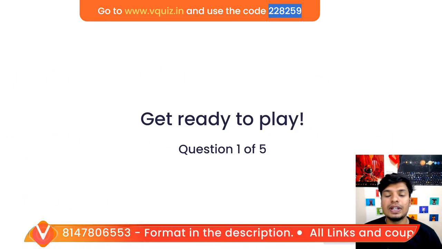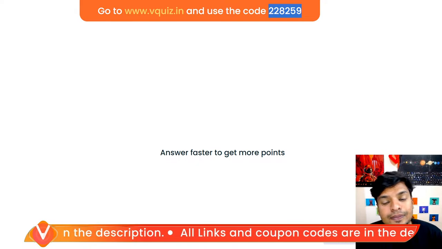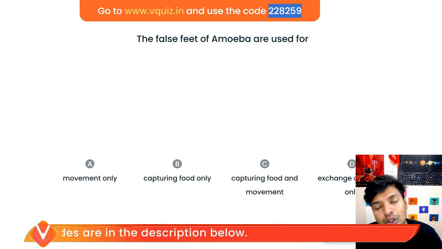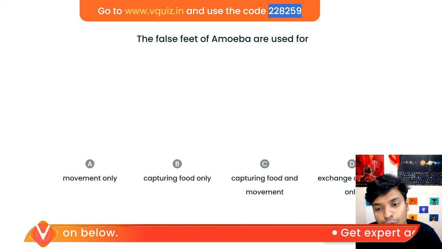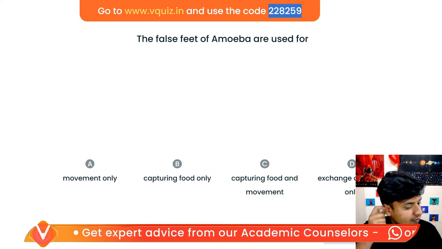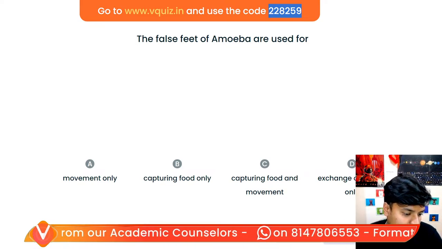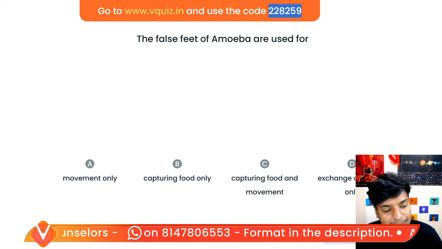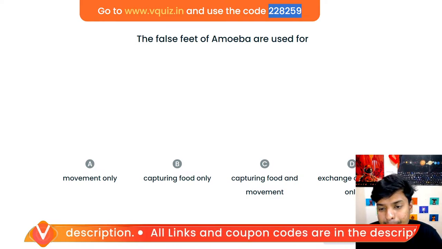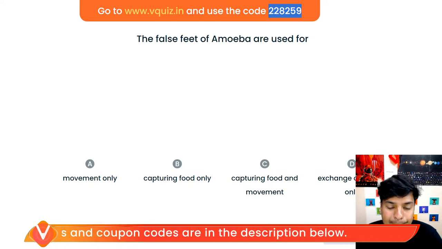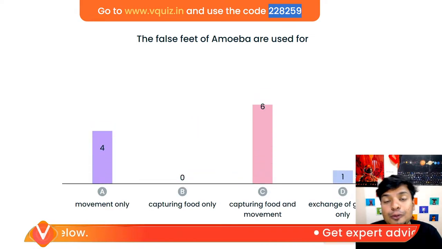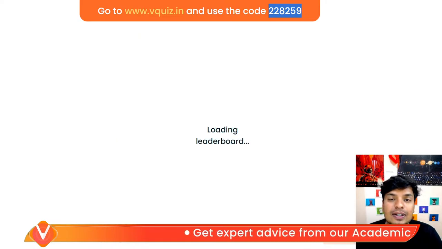Okay, first question on your screen. Let's go. 5 questions. The false feet of amoeba are used for what? Movement only, capturing food only, capturing food and movement, exchange of gases only. Time up. It is used for both capturing the food and movement, guys. That's why it's called false feet. So it can move also.